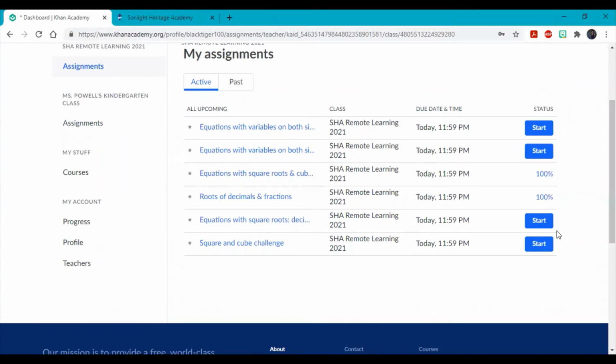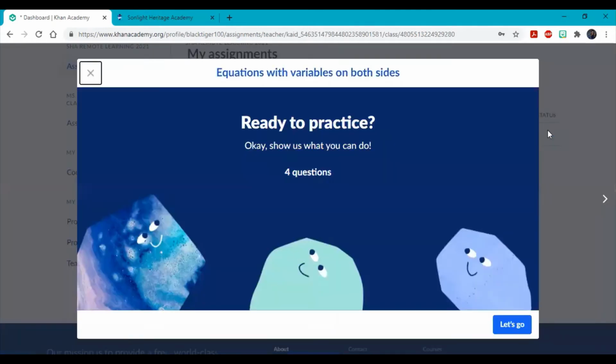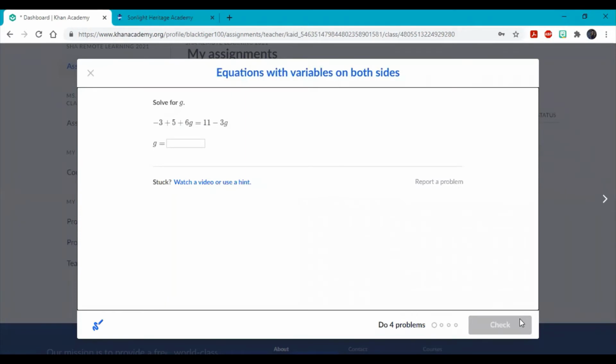Moving on now to the 10th grade, let's look at some similar problems that you will see that have to do with variables on both sides. Let's begin this first section here. Again, it gives 4 questions, and these questions will be similar to the questions that you'll see in each of your individual assignment tabs. Okay, here we go.